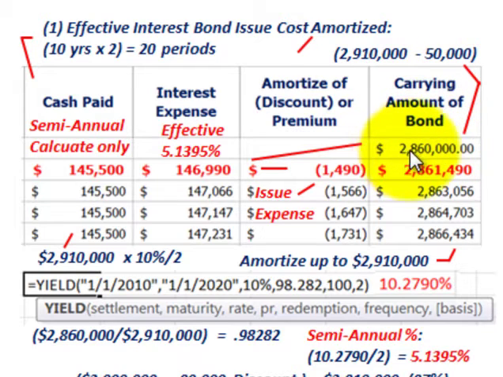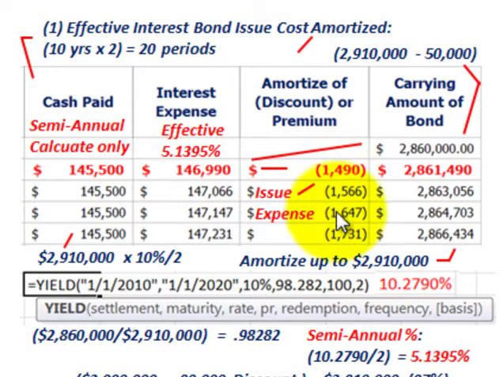So our carrying amount, $2,860,000 times the effective interest rate, and we're going to get an interest expense of $146,990. Again, this is only for calculation. This is not an actual interest expense, but we would compare that to the cash payment, again only for calculations, $145,500. So we're going to get an amount of amortization of our discount of $1,490. To determine our new carrying amount, all we do is add that to our $2,860,000, and we come up with $2,861,490. So we continue this process until we amortize it up to $2,910,000, and that's going to take 20 periods, or 10 years, twice per year.